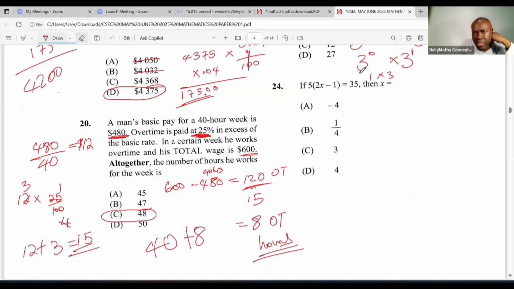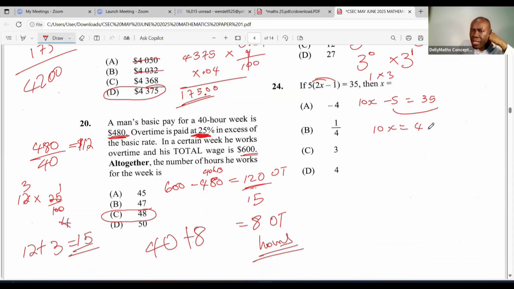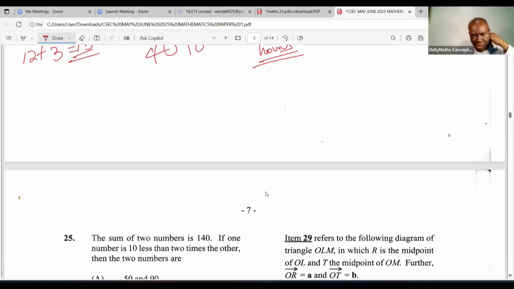Let me just quickly go through this. So you distribute here, we'll have 10x minus 5. This is equal to 35. Bring this across. 10x is equal to 40. So x is 4. And we'll go on.